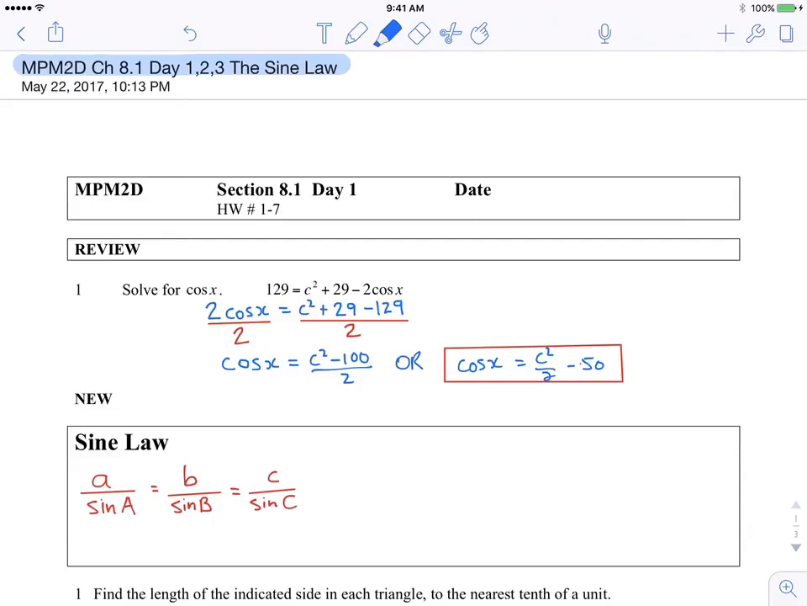All right, so we're looking at our first day of 3 days on the sine law. We're not to be confused with SOHCAHTOA when you learn about the sine ratio for right triangles. This is dealing with acute triangles right now. So this is the trigonometry of acute triangles. First question is a bit of a review.